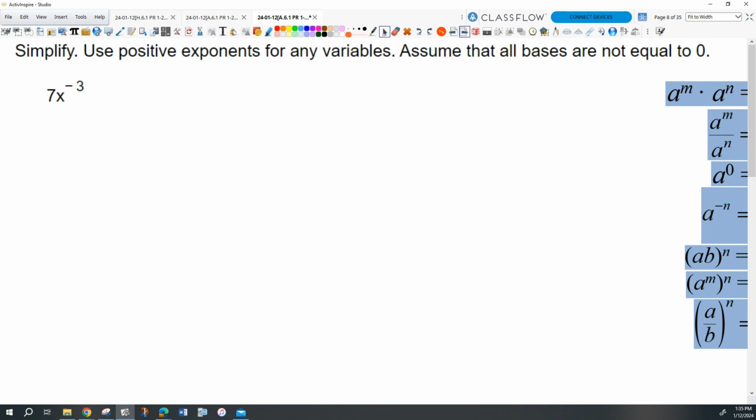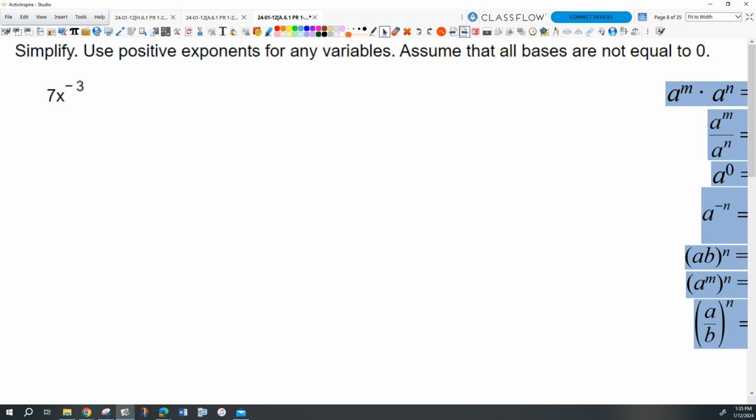So for today, I just want to look at some simple examples and practice this a little bit. Okay, so what about this first one? Simplify using positive exponents for any variables. Assume all bases are not equal to 0. Okay, good. So what's the only thing we could do here? Distribute? Well, you've got to get rid of the negative. I've got to get rid of the negative, right?